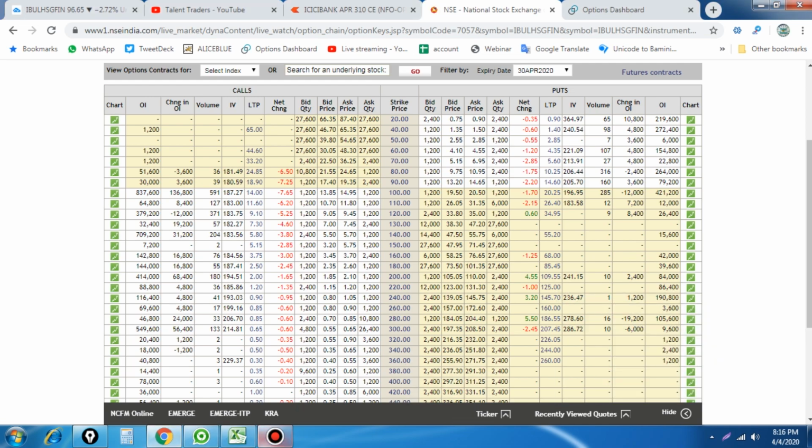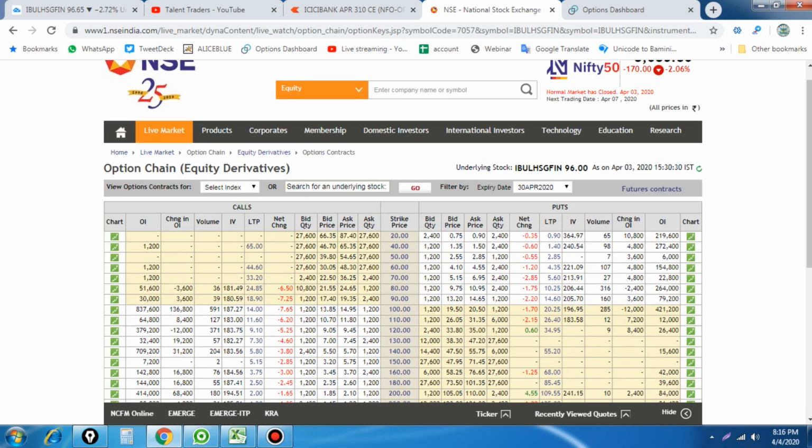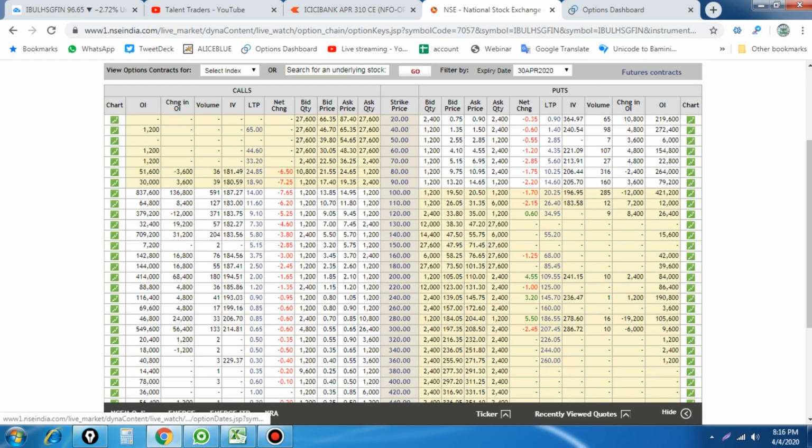Both the cases we are going to take as study cases. Here the 90 call option was trading at 18.9 and the put option was trading at 14.6. The current market price is in between the range. So if you are taking a 90 call option and a 100 put option, both are in the money.